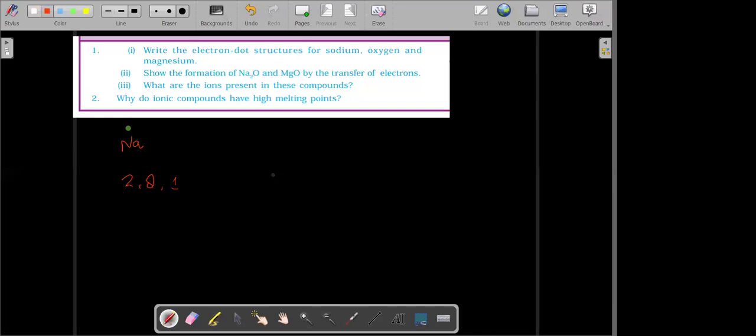For magnesium, I'll write the symbol Mg, and magnesium has configuration 2, 8, 2. So I will draw two dots. This is the electron dot structure for magnesium. Now all of you draw the electron dot structure of oxygen. Sumuk, draw the electron dot structure of oxygen.